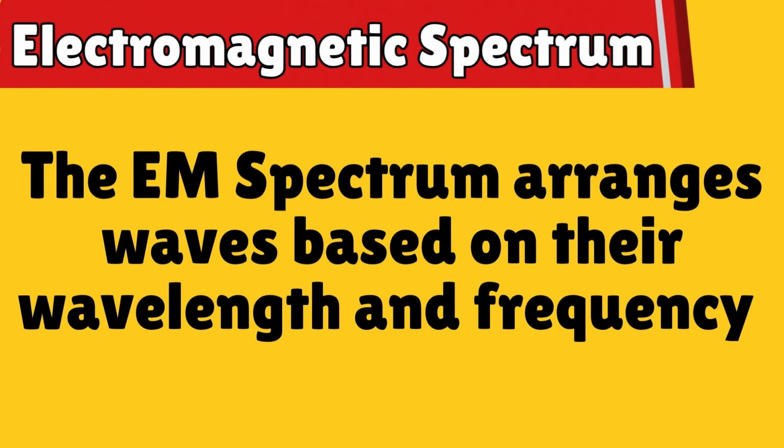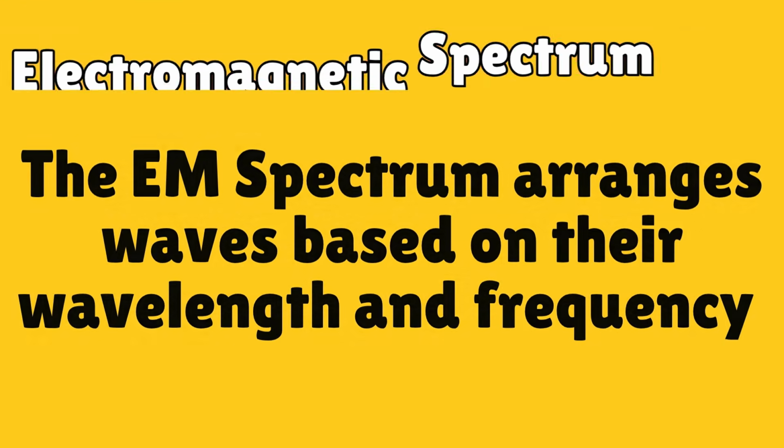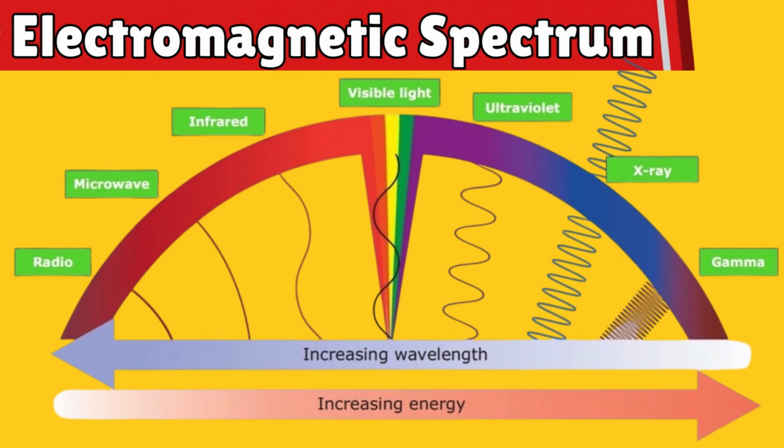It's called the electromagnetic spectrum. So the electromagnetic spectrum arranges waves based on their wavelength and frequency. So we learned from our activity the relationship of wavelength and frequency. The electromagnetic spectrum applies this concept. The 7 different regions of the electromagnetic spectrum are as follows. First is the radio wave, microwave, infrared, visible light, ultraviolet, X-ray, and gamma ray.